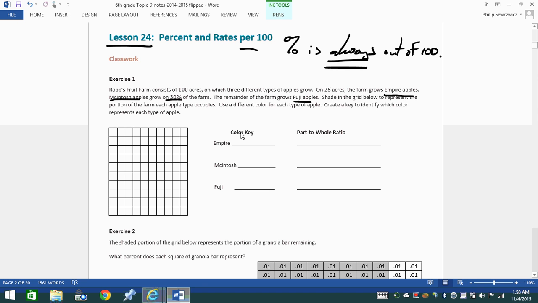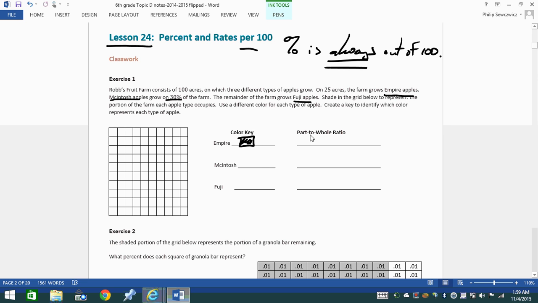Okay, so shading here. So first thing we want to notice here is we are 1, 2, 3, 4, 5, 6, 7, 8, 9, 10 by 1, 2, 3, 4, 5, 6, 7, 8, 9, 10. So 10 by 10. So how many squares we got here? If it's 10 by 10, there are 100. And percent is always out of 100. So for the Macintosh apples, all right, we'll start with the first one, which is the Empire apples. For the Empire apples, I'm just going to shade them in.